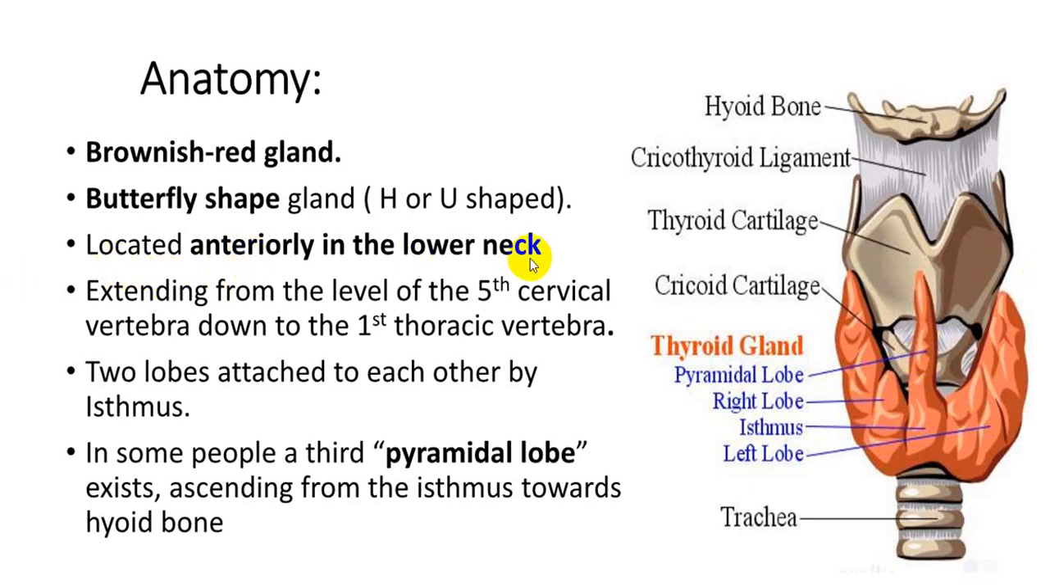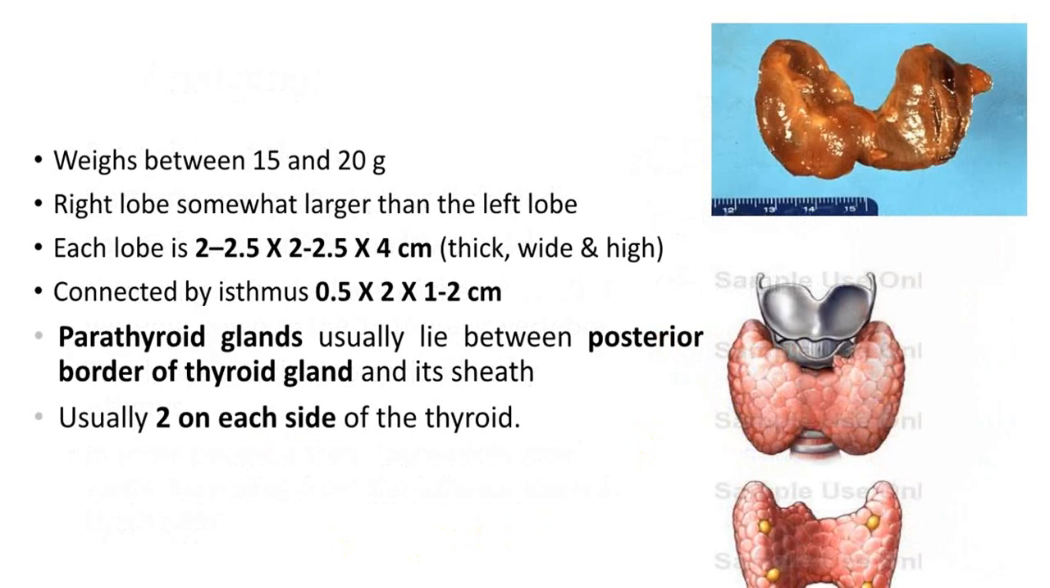It is anterior to the lower part of the neck. It is from the level of the fifth cervical vertebra till the first thoracic vertebra. Two lobes are connected by isthmus, and there is a small projection of the isthmus we call pyramidal lobe. It weighs between 15 to 20 gram. The dimensions are approximately 2.5 by 2.5 by 4, and the connecting part of isthmus is about 0.5 by 2 by 2 centimeter.